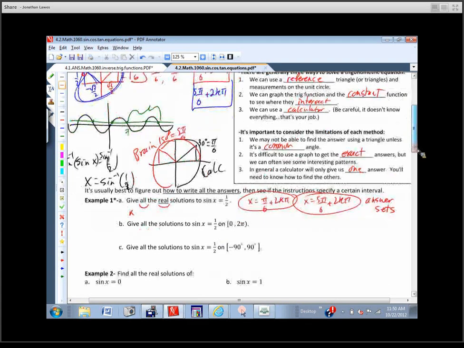Or you could look at this and say, look, if I plug a 0 in for k, then one of my solutions is pi/6. What if I plug a 1 in for k? What answer would that give me? 2 pi plus pi/6, 13 pi/6. What's wrong with that according to these instructions? It's outside of the interval. It's a little bit too big. Okay? So there's one of the answers.